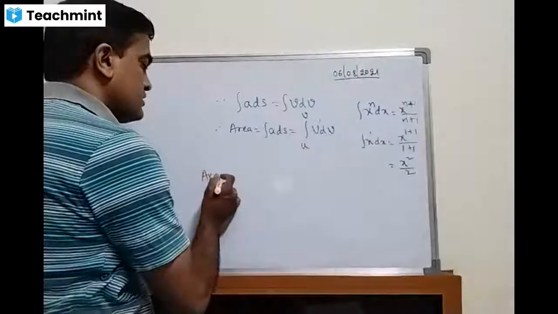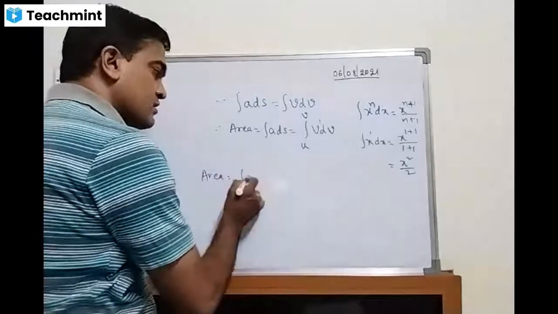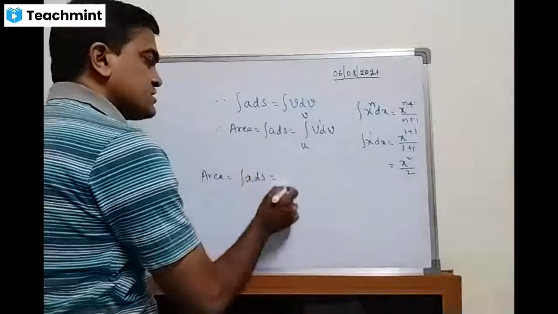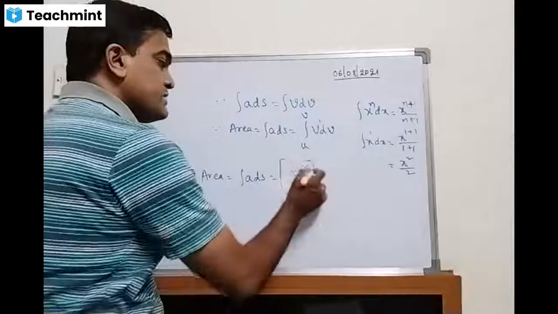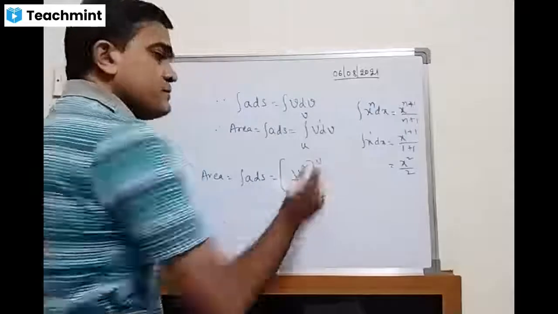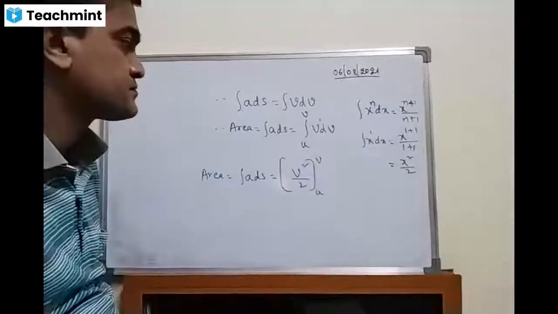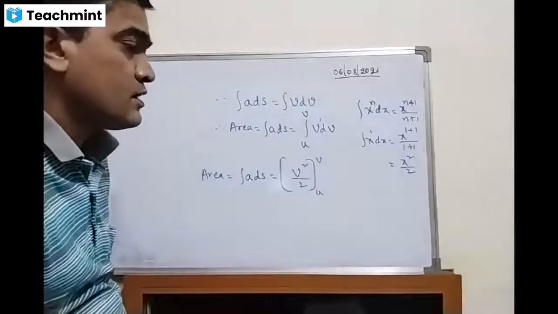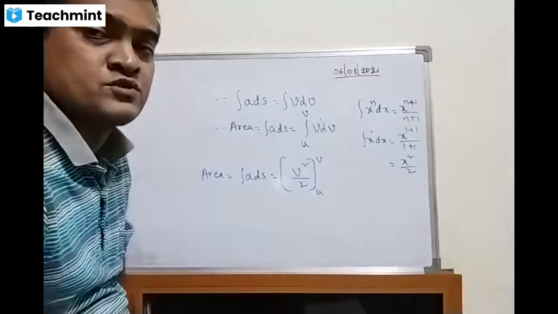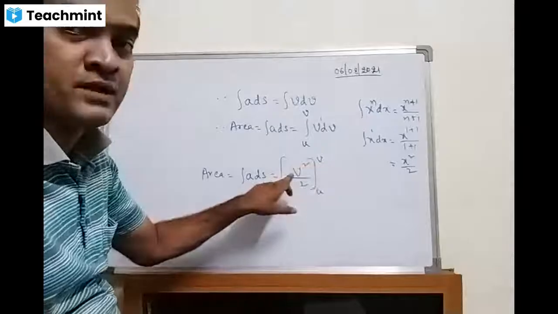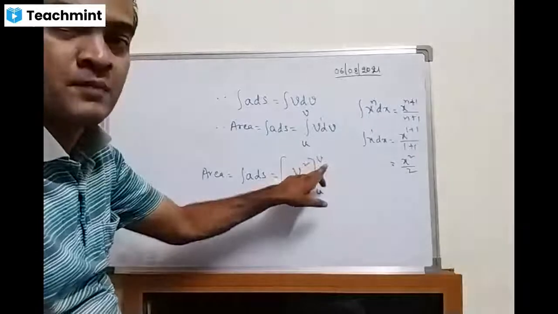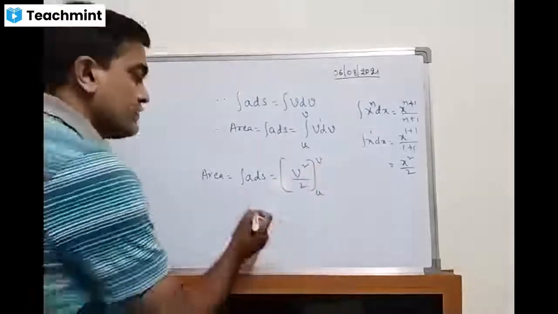The integral of a ds is equal to v square by 2, with lower limit u and upper limit v. Now, first of all, which limit do we substitute in place of v? The upper limit. The upper limit is again v.